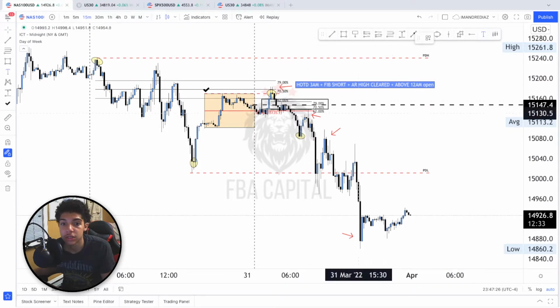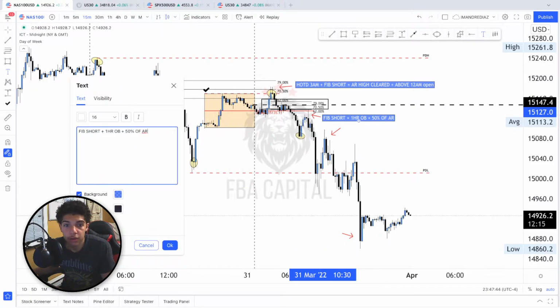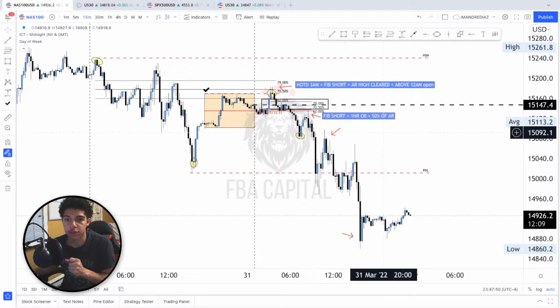So now we're going to annotate this. We have this fib short from that London session high to the New York session low. Plus we have, I'm going to say, the 1 hour bearish order block, along with the 50% of the Asian range rejection. What other confirmation did we have? Those are the only confirmations we had in that specific area. So we're just going to leave it at that.